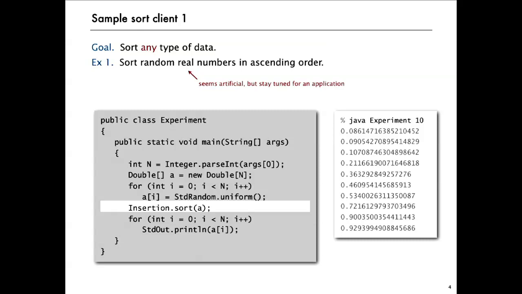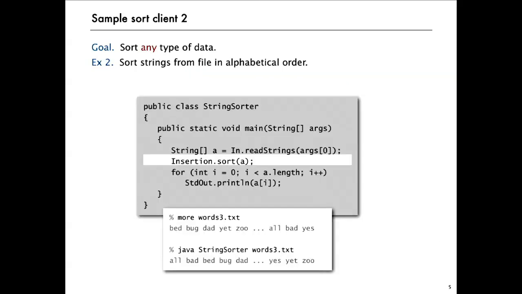This seems like an artificial kind of input, but actually we'll look at an application even in this lecture. And there are many applications where random inputs are a fine model. Here's maybe a more familiar sort client that sorts strings. And in this case, it reads the strings from a file using our read strings method in our in class, which takes a file as argument. So we take the file name as the first command line argument, read in an array of strings from that file separated by blanks, call our insertion sort method again.